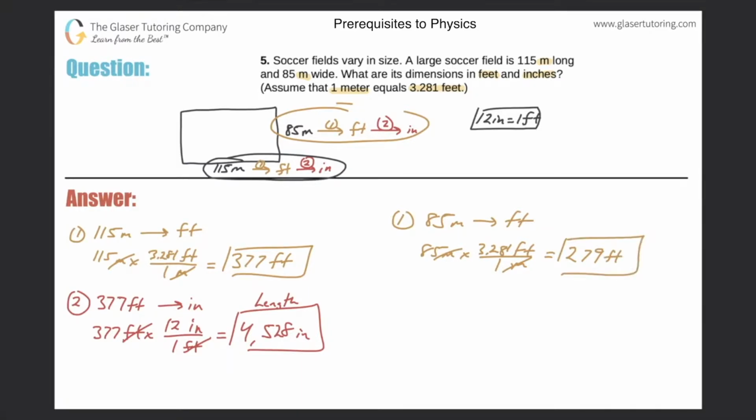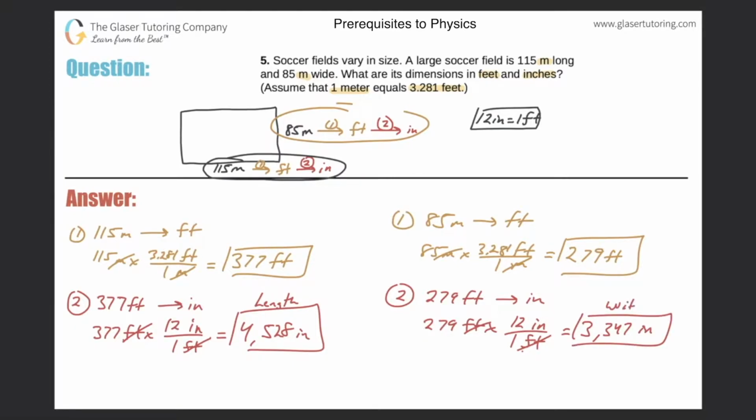Okay, now we're going to use that answer as the start of our second calculation. So 279 feet, and convert that now into inches. So let's write down our number, 279 feet multiplied by feet in the denominator, inches in the numerator, and there's 12 inches in 1 foot. So now we can cancel the feet and just take that value multiplied by 12, and we have a value of approximately 3,347 inches. That is now the width. Great.